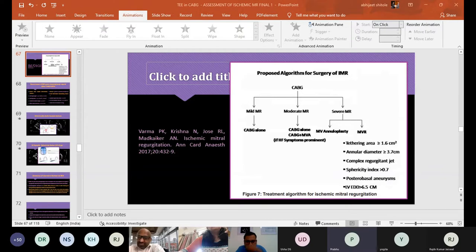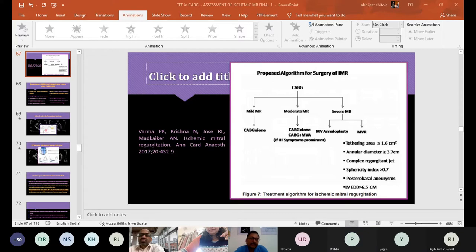This one is clinically, we face a lot of problem. A severe MR will become mild to moderate during anesthesia. Yes, sir. So what's your advice? Because the surgeon will say simple revascularization will suffice.